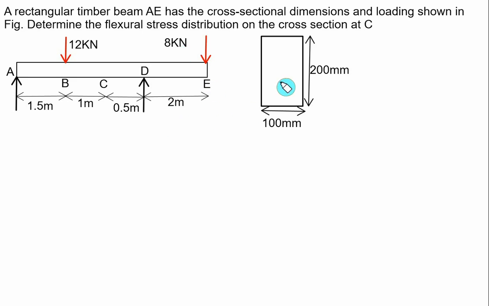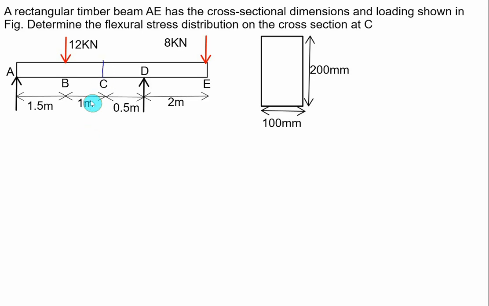And the section here is a rectangular section. For a rectangular section, the maximum bending stress at the top and bottom is the same. We are interested to know the flexure stress distribution on the cross section at point C. So exactly at cross section C, we need to find out the bending moment.